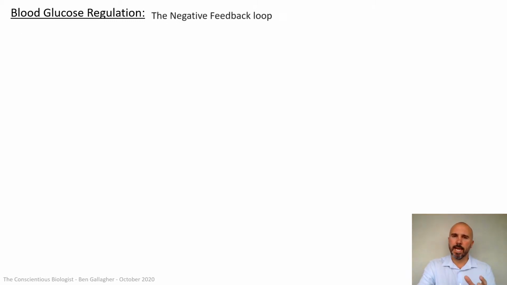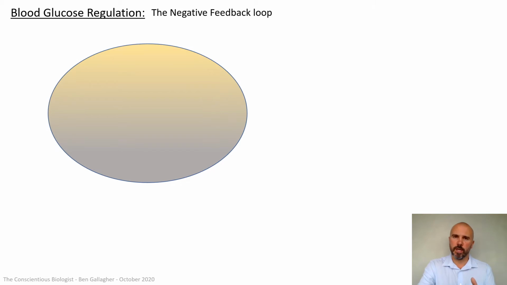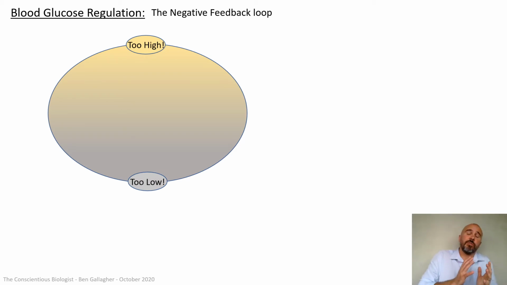So this is the negative feedback loop that we're going to look at now. It's just like the one we did for thermoregulation. You want your glucose to be at a relatively constant level, but of course it can go too high and it can also go too low. And it's about keeping that balance. Just like when you're stood, you can go too far left, you can go too far right, but you're trying to keep a balance in the middle.